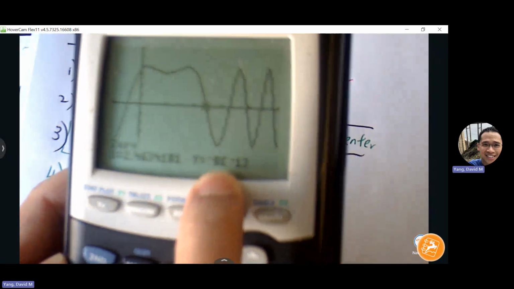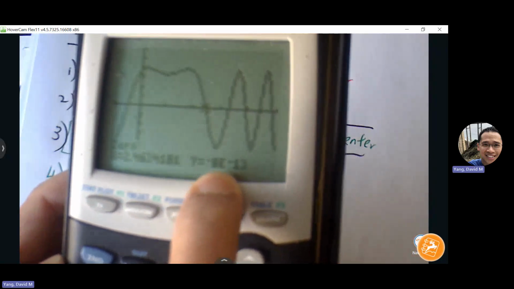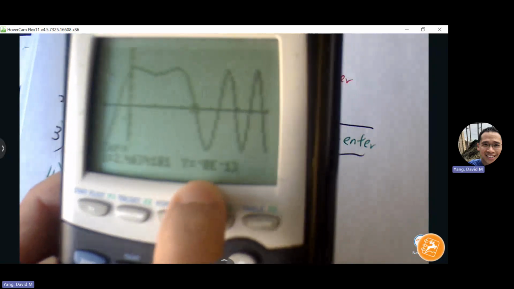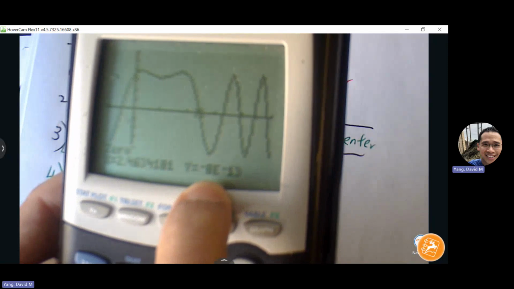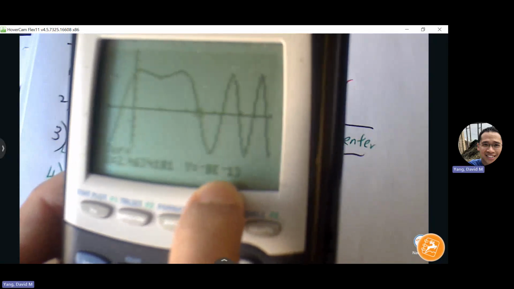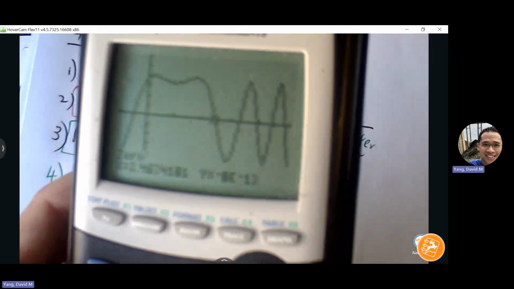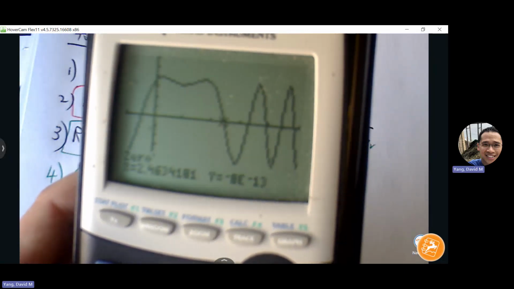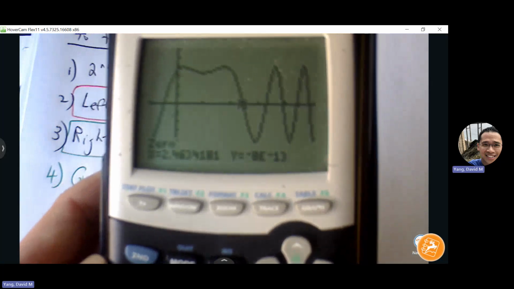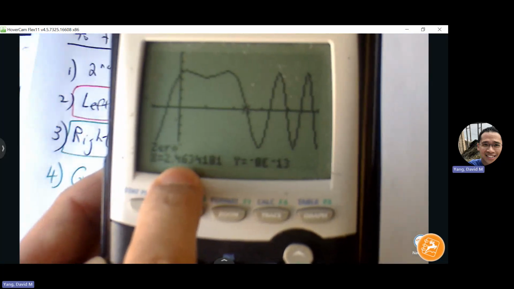2.46. Now this looks strange here. It's negative 8 times 10 to the negative 13. That's a really, really small number, close enough for us to say it's equal to 0. So don't worry about what that number means. For some reason, they're not rounding to 0, but it's close enough for us to say it's 0, and it also says the word zero here as well. So my x-intercept is 2.463.